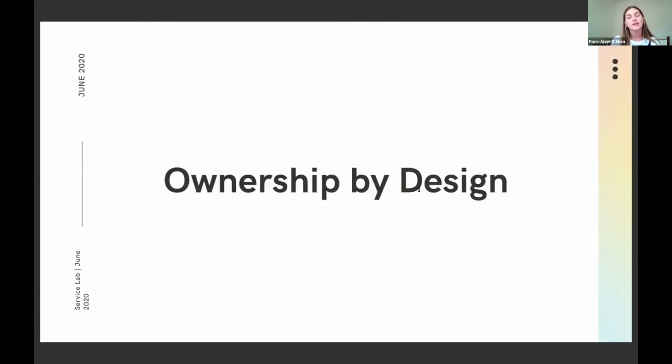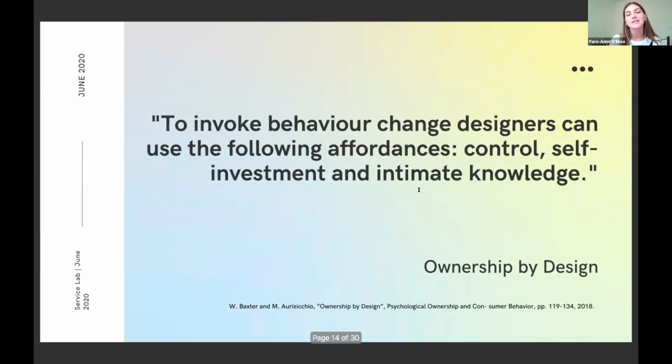And then next I was looking at theories around behavior change. So in this case, the behavior change is going to be from disengaged to engaged in education. And this came out to me as ownership by design, which says that to invoke behavior change, designers can use the following affordances: control, you can give the user more control, self-investment, and intimate knowledge around the change.